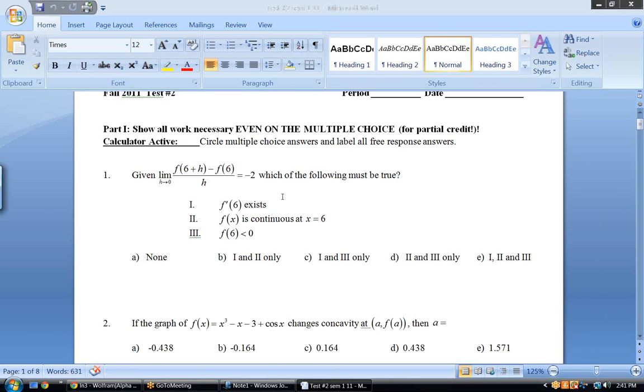So f prime of 6 exists, yes. F of x is continuous at 6, yes, because otherwise its derivative would not exist. And f of 6 is less than 0? That we don't know for sure. Well, that's saying the function evaluated at 6 is less than 0. You're right. All we know is that the slope is minus 2. The slope of the tangent line would be minus 2, but we don't know that f of 6 is less than 0. So I'd have to say 1 and 2 only here, B.